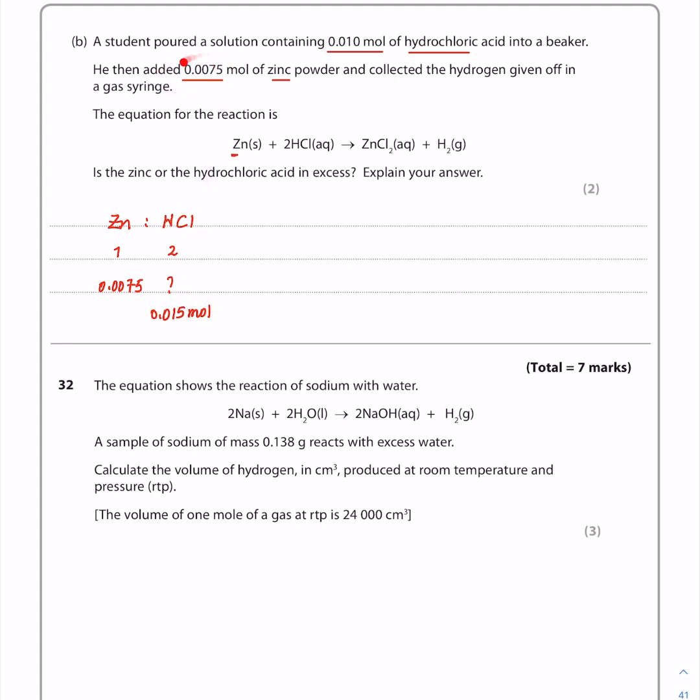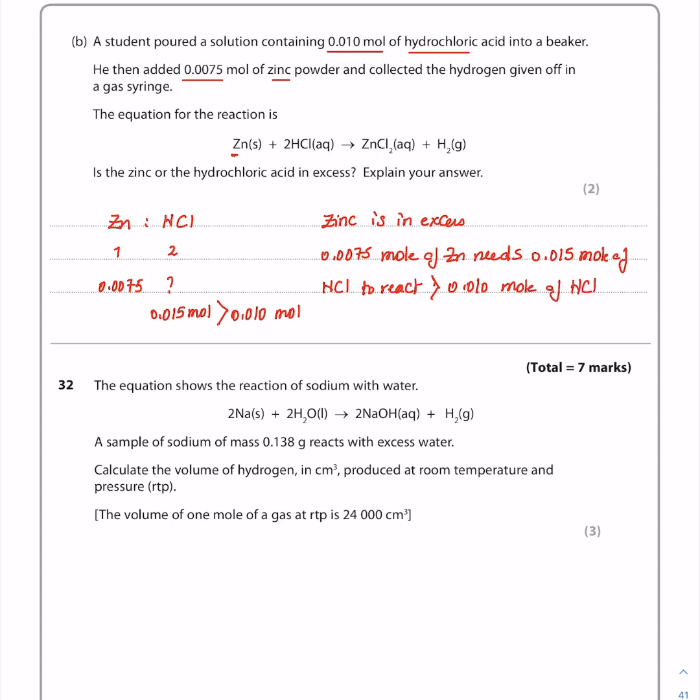الرقم ده أكتر من الـ 0.010 moles of hydrochloric acid available. يبقى ده greater than الـ 0.010 mole من الـ hydrochloric acid available. يبقى الزنك is in excess. يبقى ممكن نكتب كده إن الزنك is in excess. ليه؟ لأن الـ 0.0075 مول من الزنك needs 0.015 mole of hydrochloric acid to react which is greater than 0.010 mole of hydrochloric acid available. يبقى كده الزنك is in excess.